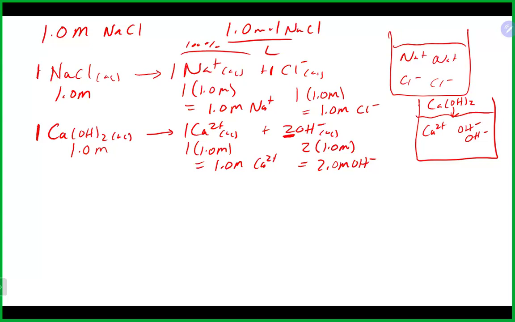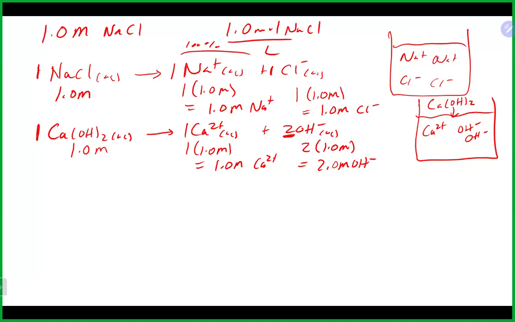So the quick way to figure out the molarity of just an ion, if you're interested in that, is if it breaks apart into a 1-to-1, it'll be the same concentration. 1-to-2, multiply the concentration by 2. 1-to-3, multiplied by 3. 1-to-4, multiplied by 4.